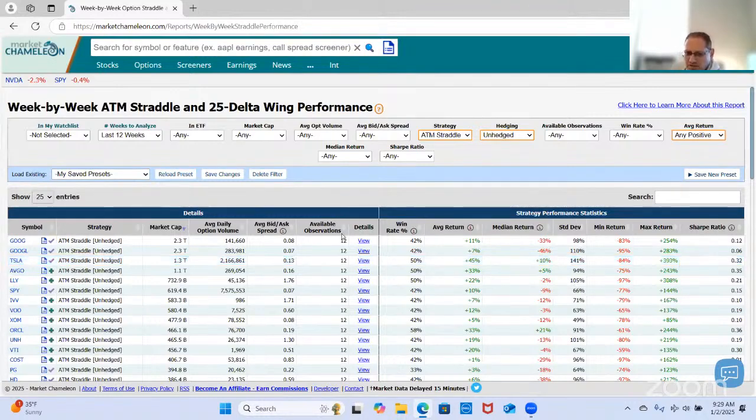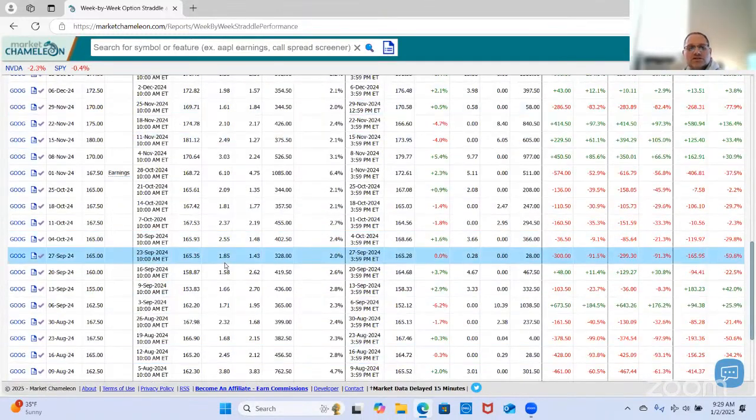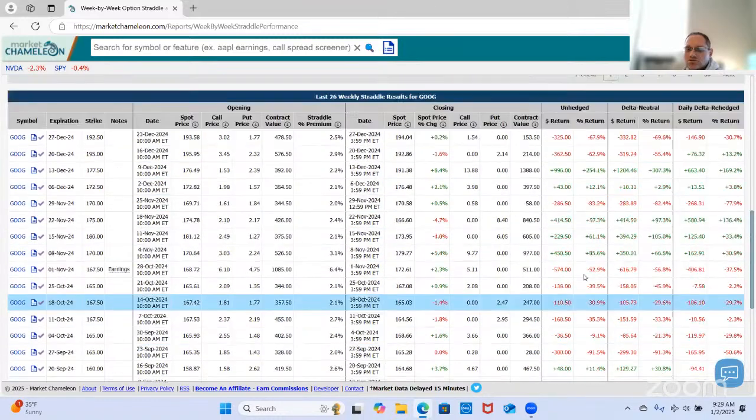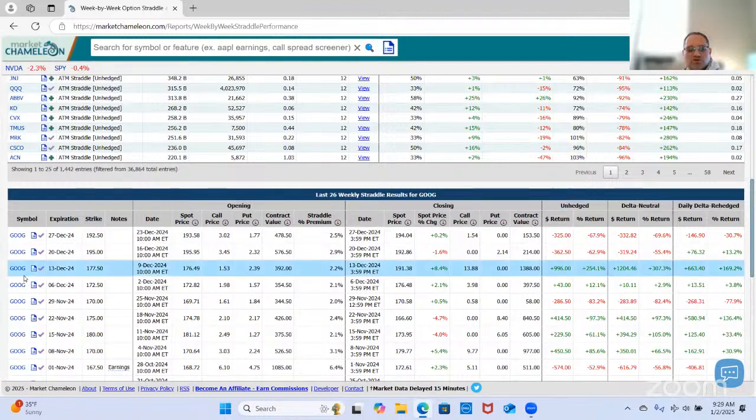Okay. We could even look at it if we click view. Right now we have all these observations. So we could look at the unhedged. So here, 254%, the week of December 13th. Right, we could see the stock went from 176 at the start of the week to 191.38. The straddle, at the start, the contract, it was worth 392. If you bought a call and you bought a put, it cost you $392.